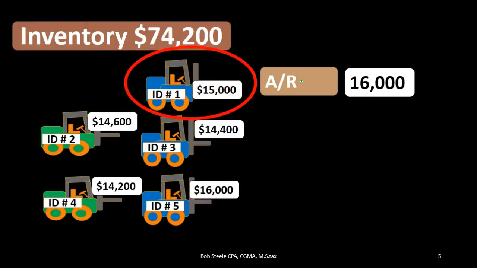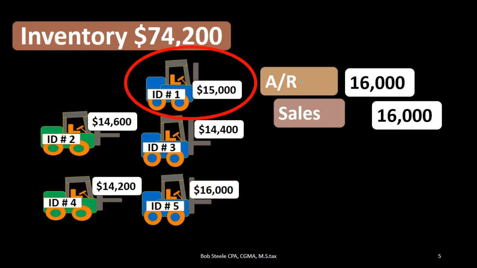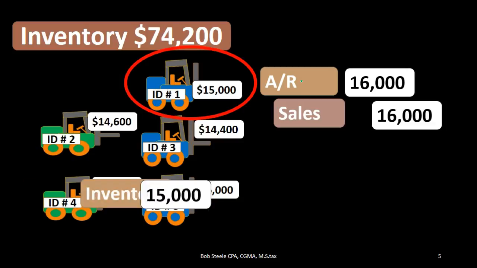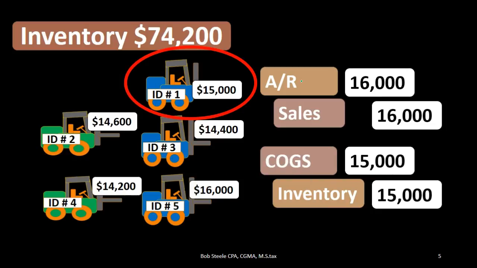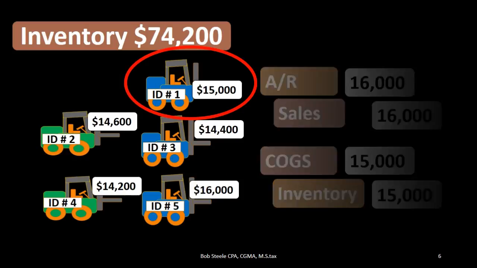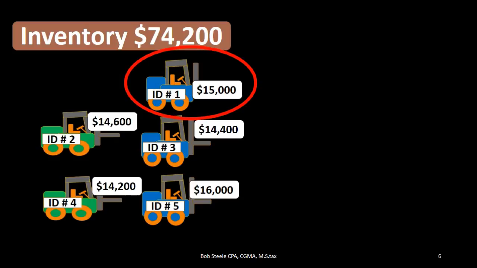If we used specific identification, we can do our journal entry, recording the sales half of the journal entry, debiting accounts receivable, crediting sales, this $16,000 having nothing to do with our cost tracking, that being the sales price. Then we would reduce the inventory by the $15,000 cost and record the related cost of goods sold, the expense of the $15,000 according to that specific identification.